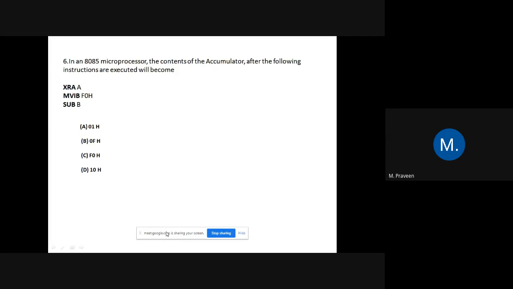Just do a rough calculation and tell me what is the answer for the question. I think you can easily guess what the answer is. Does anyone know what the answer is? We have 4 options, A, B, C, D.